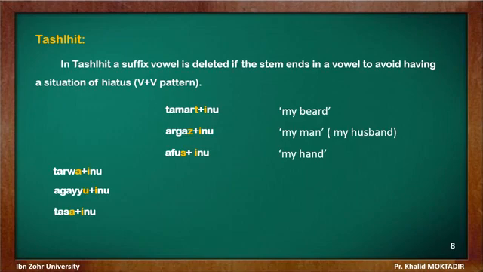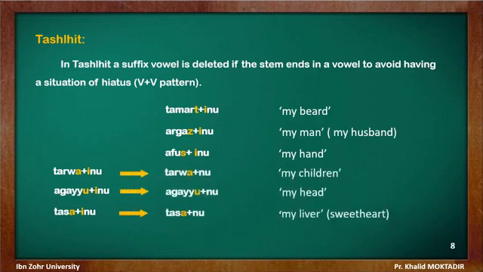Darwa inu, agayu inu, tasa inu. What happens is this. The vowel of the possessive pronoun inu is dropped to keep the CV pattern, and so darwa inu is pronounced in fact darwanu. Agayu inu is pronounced agayunu, and tasa inu is actually incorrect. The correct form would be tasanu.